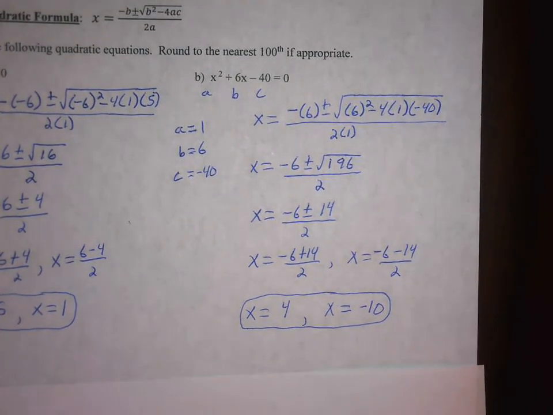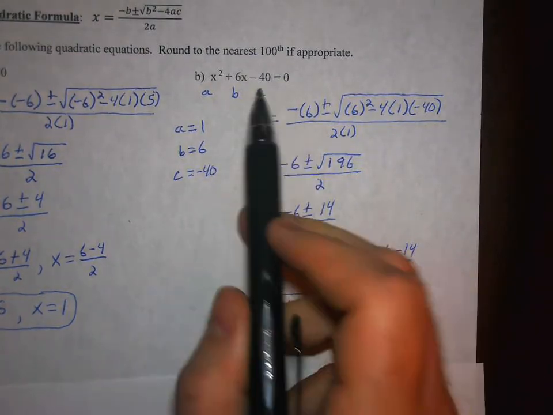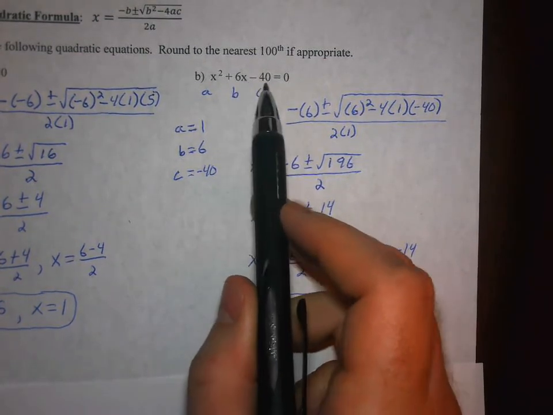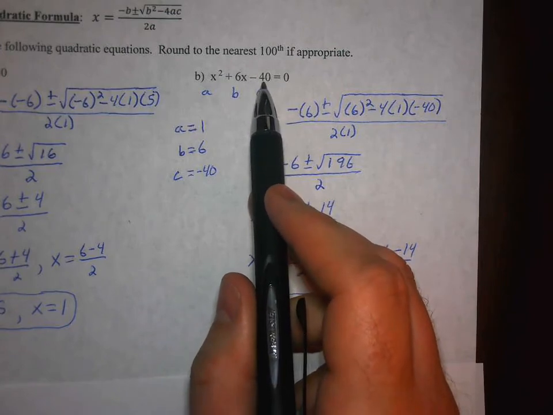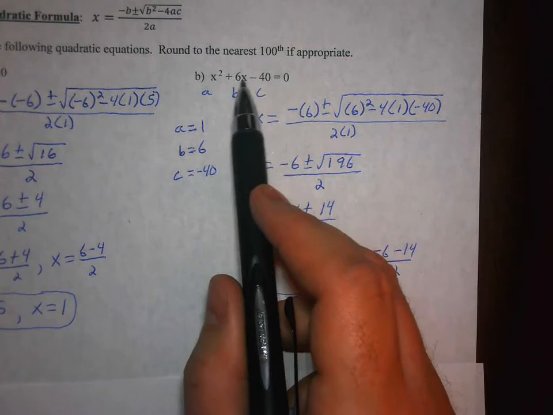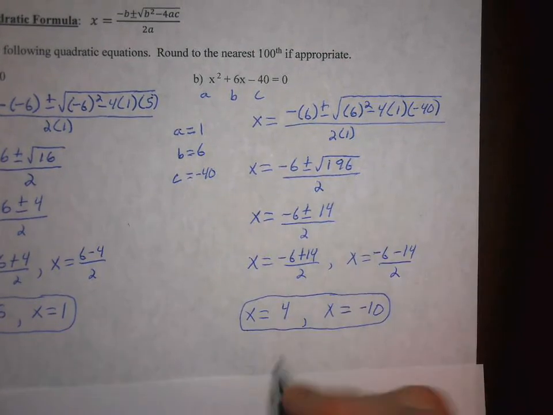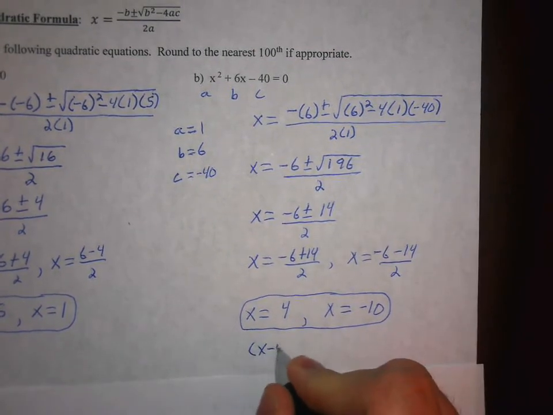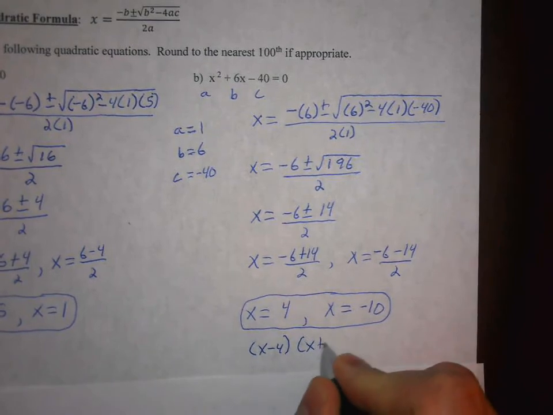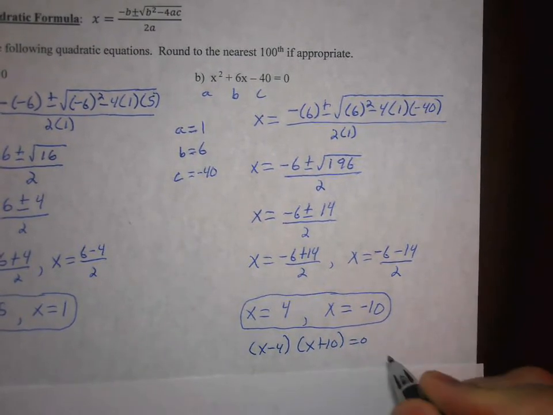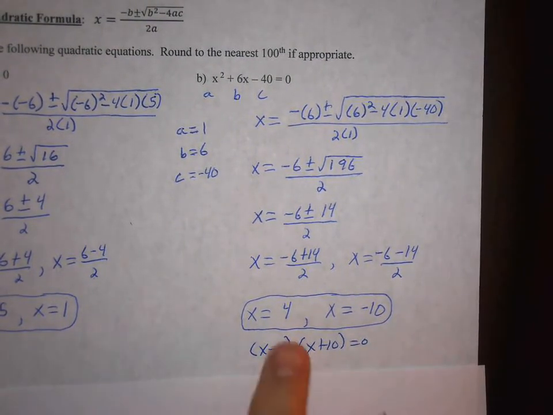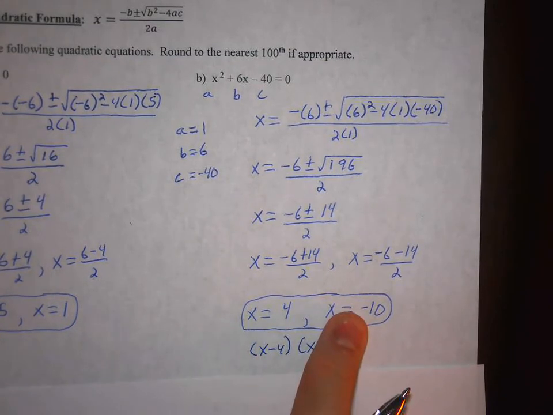Okay, so here's the solution for part B. You end up getting 4 and negative 10. And if you were to factor that original quadratic, doesn't positive 10 times negative 4 give you negative 40, and then add to positive 6? So that would have factored to x minus 4 times x plus 10. Okay, notice we'll get the same answers, 4 and negative 10.